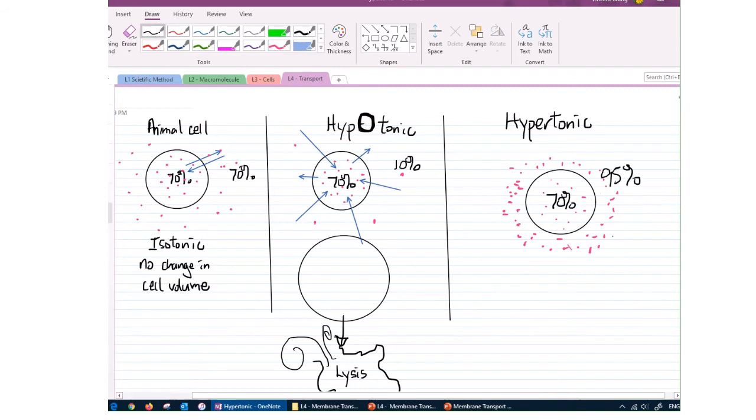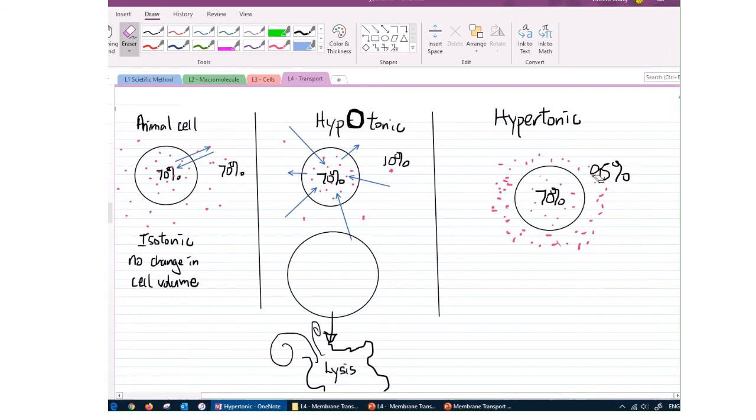So again, you might think the pink dots are going to come in from high to low, but they can't because of the selectively permeable membrane. So the only thing that can move is water, and water always moves towards the side that has more concentration, the side that has more salt, so to speak. So you would have a lot of water leaving the cell.